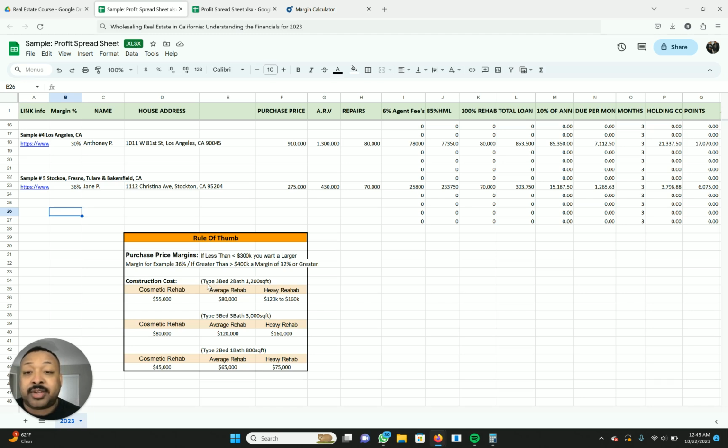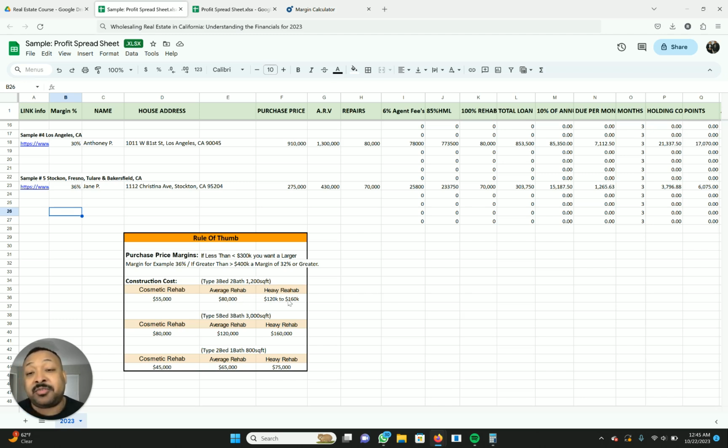If it's just a cosmetic rehab, it's going to be around 55,000. If it's an average rehab that needs a little bit more than cosmetics, it's going to be around 80,000. And a heavy rehab with roof and foundation could usually be around 120 to 160,000.